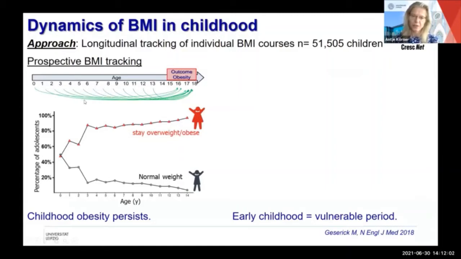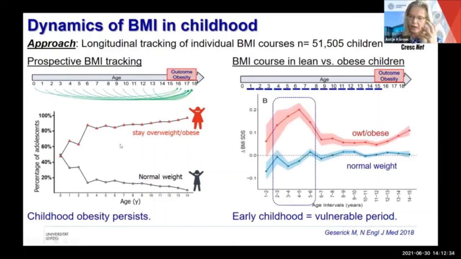analysis. So this graph shows that if you're a child, let's say 2 years of age, having obesity, what are your chances that you have obesity as an adolescent? And you see that in the first year of life, in infancy, the chances are 50-50. But already at 3 years of age, if you have overweight or obesity at that age, then the risk that the obesity is manifested is more than 90%.